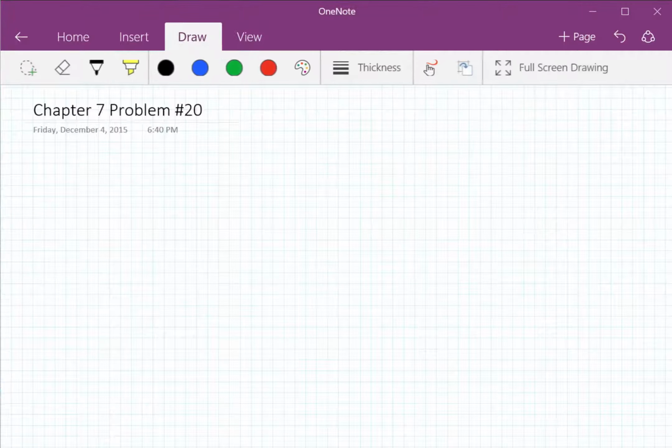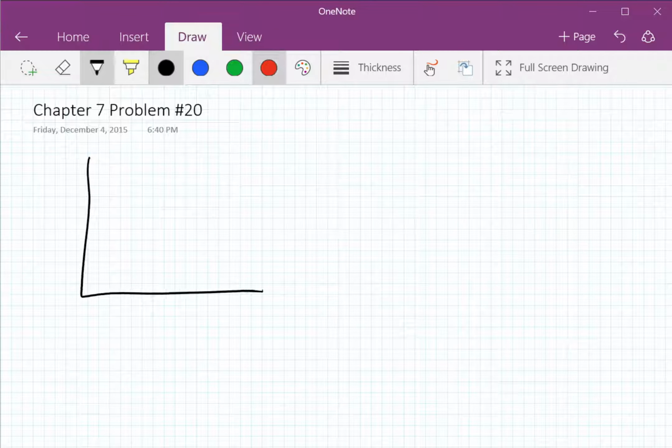Hello, this video will help you understand how to do problem number 20 in chapter 7. In order to do this one, really you just got to look at the diagram they give you. So I'm just going to make a rough of what it looks like, or at least the parts that matter.